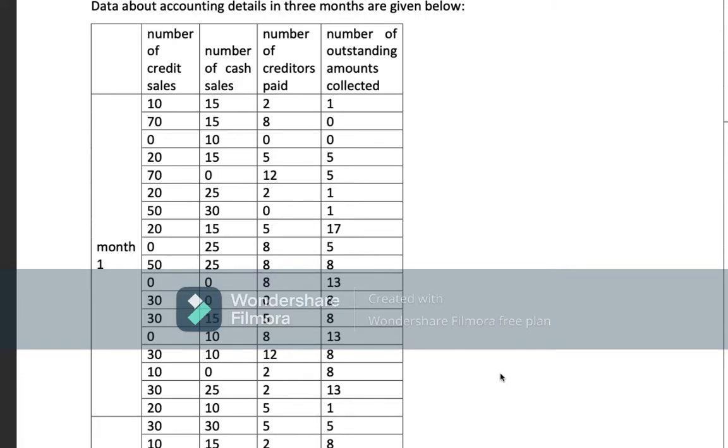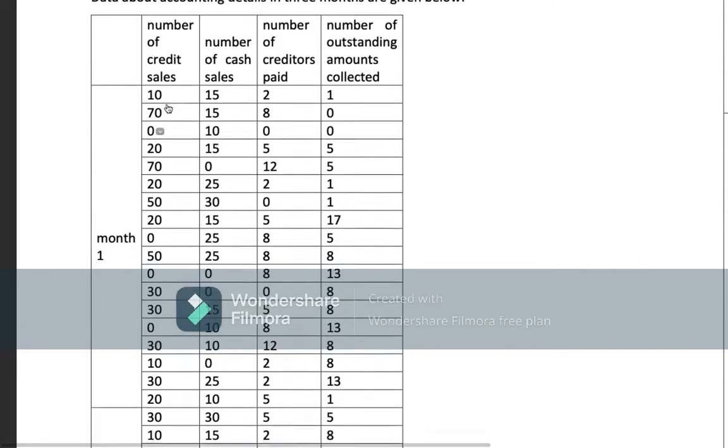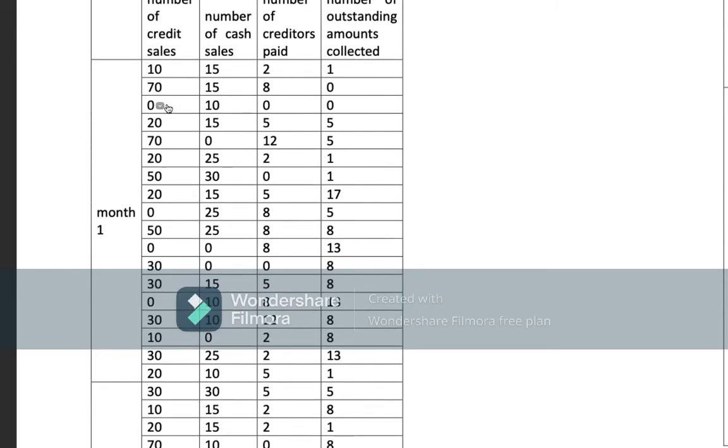This is Statistics 2003. So for the project, for the first task, each student will need to take only one variable. For me, I have taken number of credit sales. You will have to make 3 schedules, one for each month.